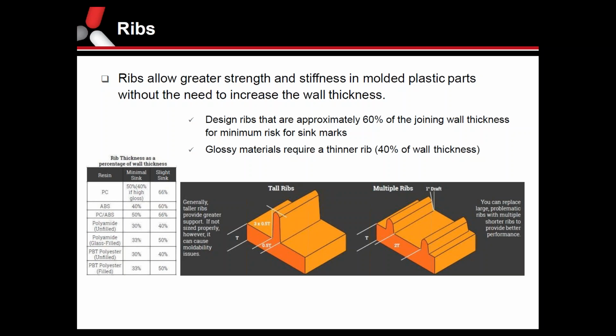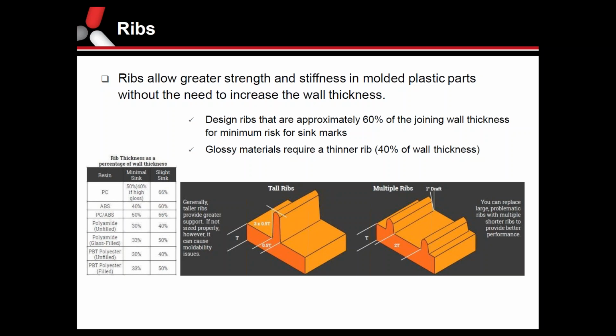Sometimes you can go with smaller ribs and more of them. You can use gusset type ribs that only adjoin two walls on an angle and still get the same amount of structure. An overall rule of thumb with designing ribs into a plastic part is to go no more than 60% of the nominal wall thickness of your part. That helps reduce sink. It possibly won't eliminate it, but it will minimize that.